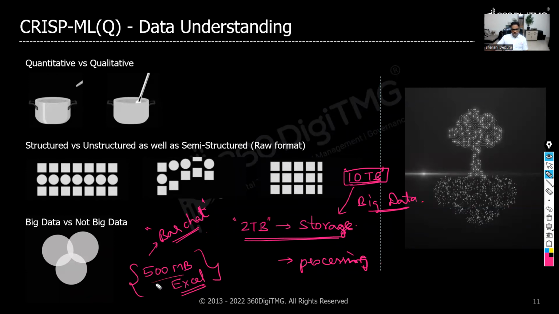So even a 500 MB Excel file, if you cannot process that, if you cannot generate the bar chart, then you just run into a big data problem. So big data is that data which cannot be stored on your infrastructure, which cannot be processed using your applications. Okay, this is a more practical understanding of what big data is.